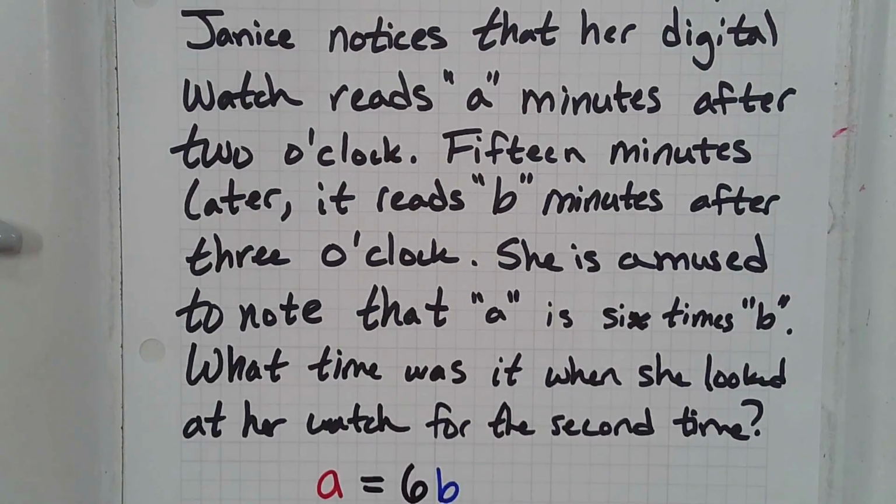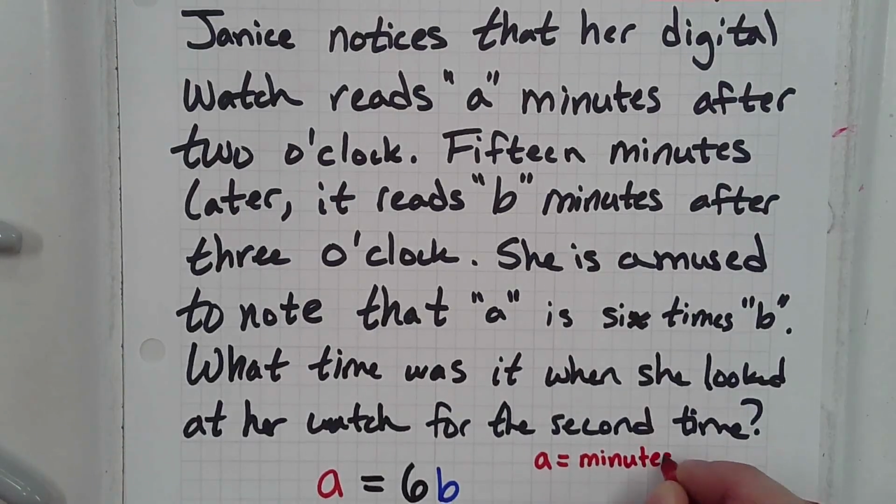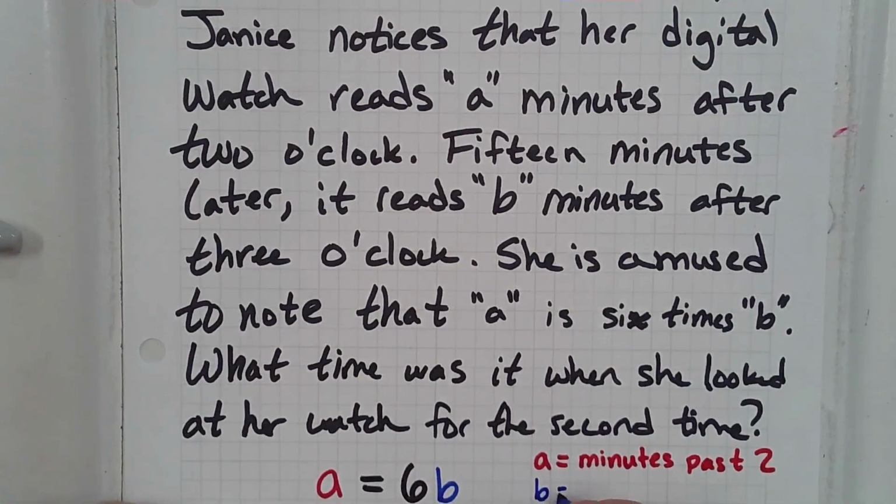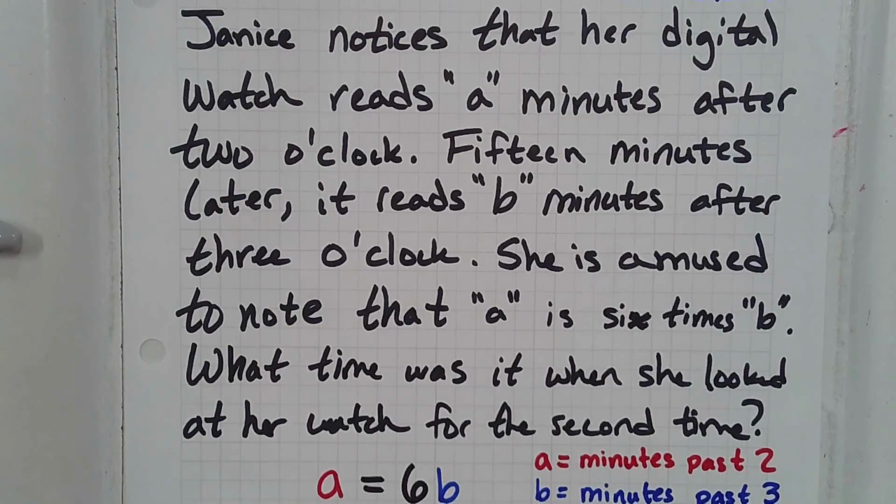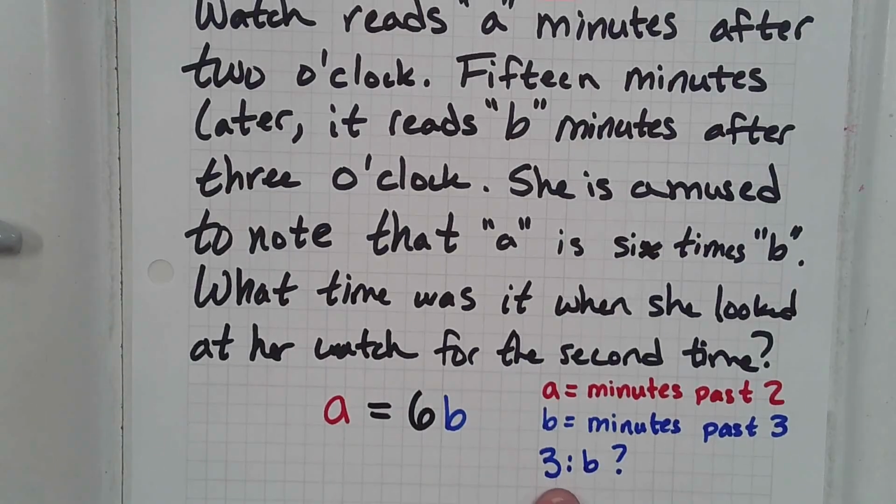Okay? So again, let's label those variables. A is minutes past 2, and b is minutes past 3. So we want to know what time it was when she looked at her watch for the second time. So in other words, we want to know 3 and then B. I'll write it like that, right? So here's 3, and then B is the number of minutes past it. That's what we want to know.